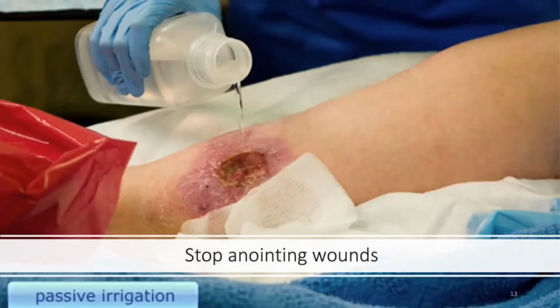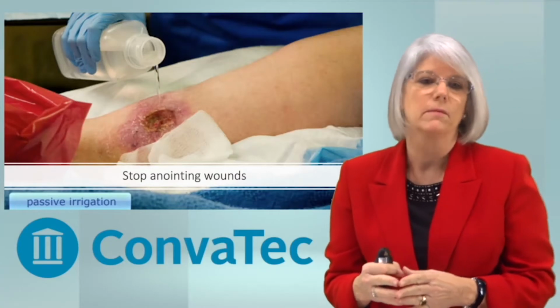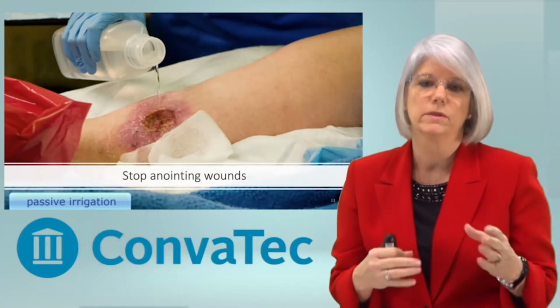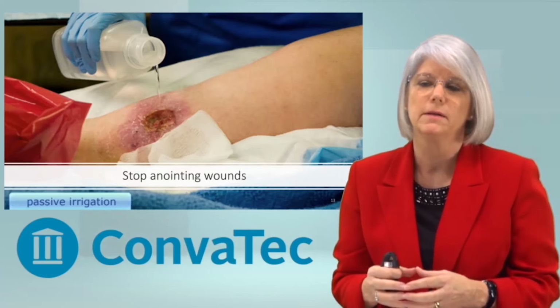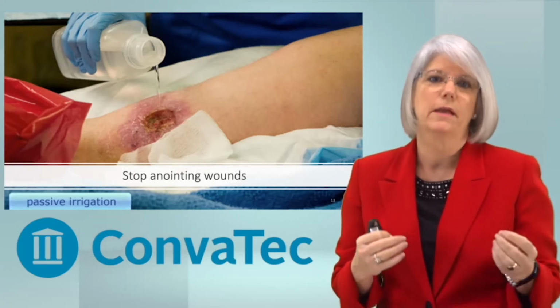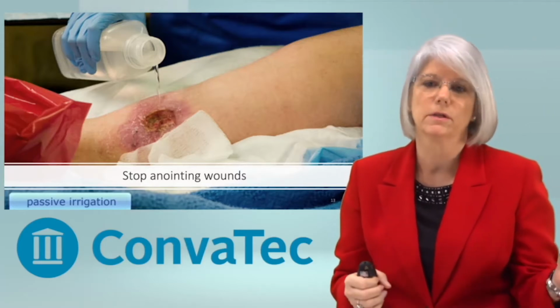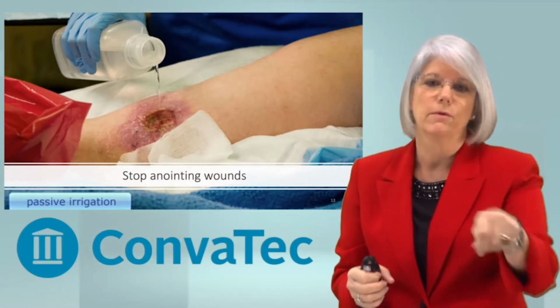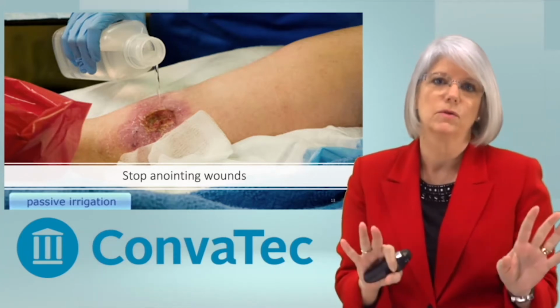Now, my mantra for several years now has been to stop anointing wounds. And many of the questions from the last webinar were around what is therapeutic cleansing, and I go into it in great detail. But as you can see, this is passive irrigation, and this happens a lot when you've got an ampule, 10 ml ampule of saline or sterile water, and you flow it over the wound. You take a little bit of gauze. Well, to me, that is anointing the wound.